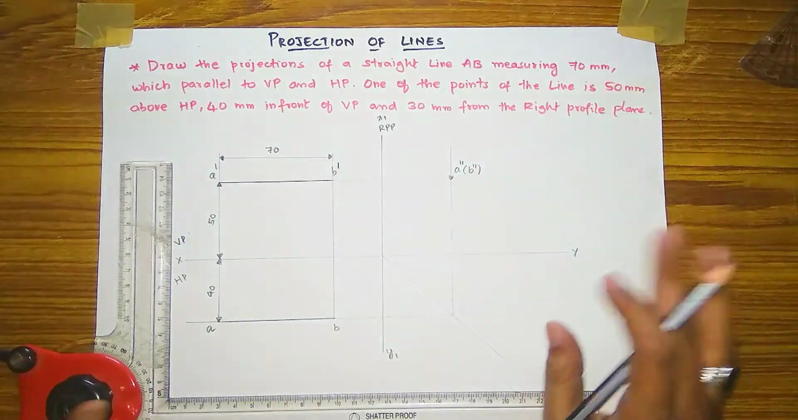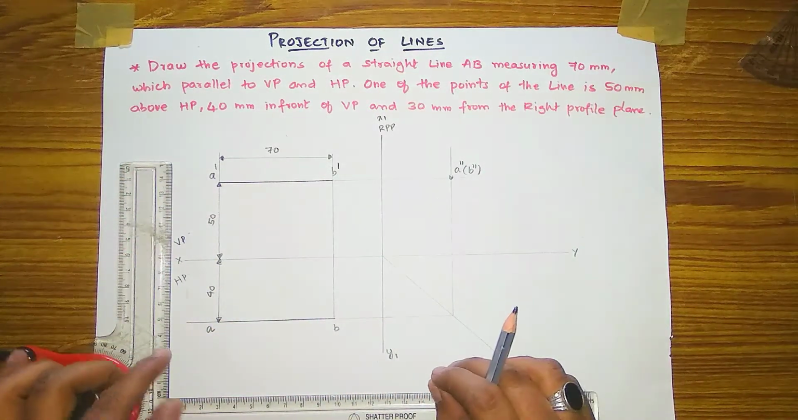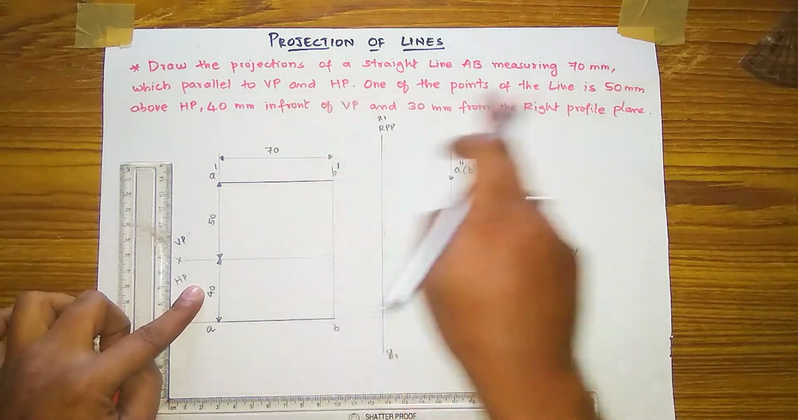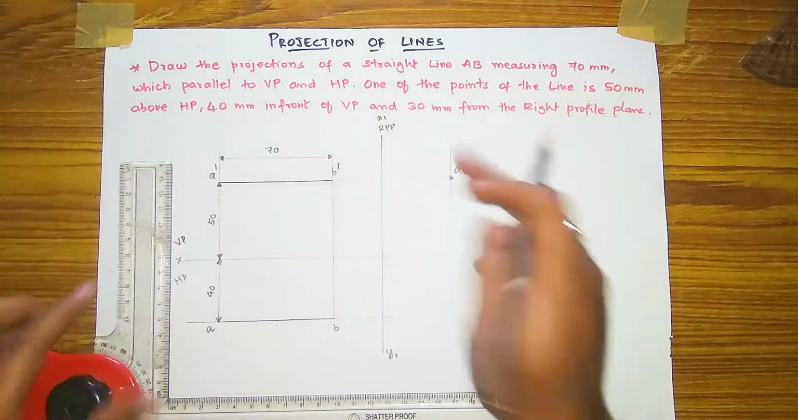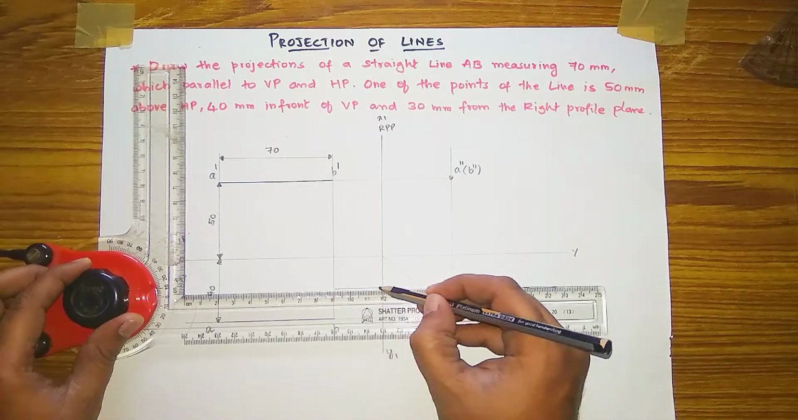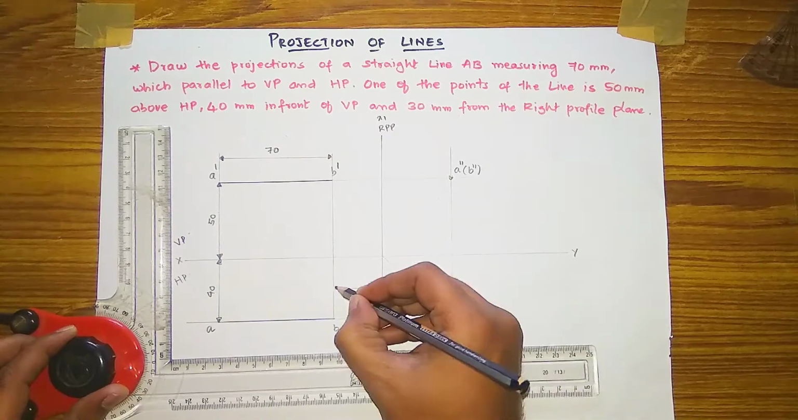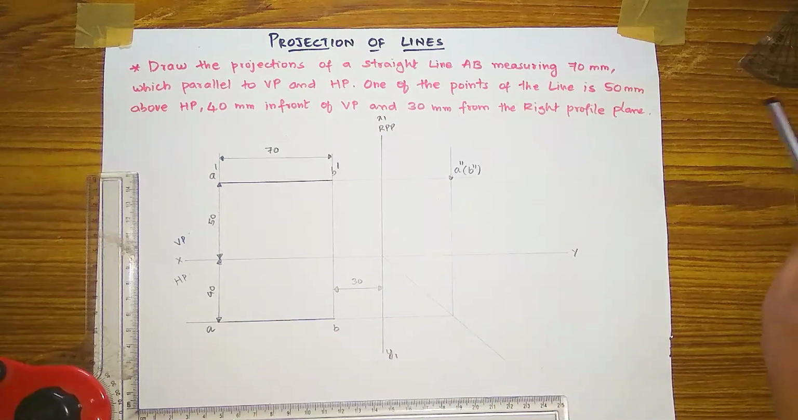And your complete solution is here. Then you have to show all the dimensions as given in the question. I have shown 40 mm, 50 mm, 70 mm here, and one more, 30, is there. So from here to here you have a distance of 30 mm. Show this also, 30. This is the complete solution of this problem.